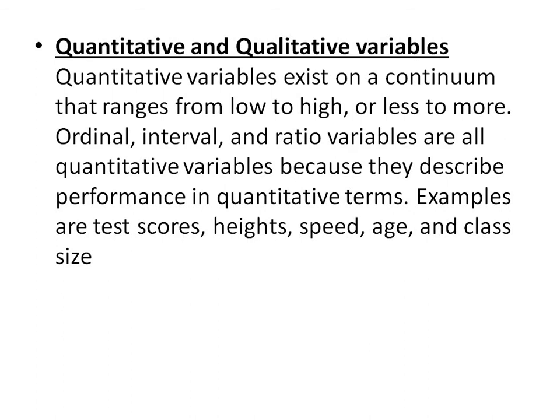Then come quantitative and qualitative variables. Quantitative variables exist on a continuum that ranges from low to high or less to more. Ordinal, interval, and ratio variables are all quantitative variables because they describe performance in quantitative terms. Examples are test scores and heights. We measure test scores, heights, and speed or age of any person in terms of quantity, so in terms of number. So these are some quantitative variables.